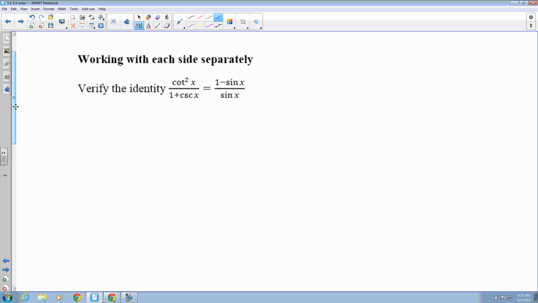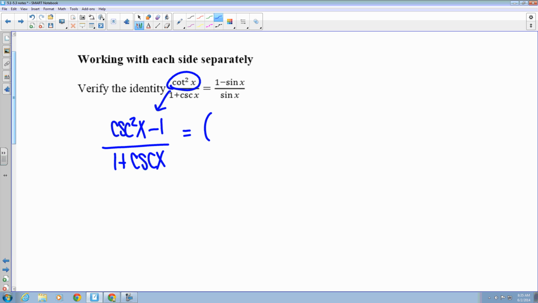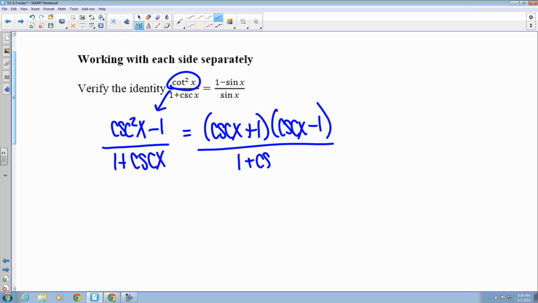Okay. So we want to figure out if there's anything that we can do. I'm going to start with the left side, and I see that the cotangent squared can be turned into cosecant squared minus 1. That's a Pythagorean identity. Then that can be factored, which works well because one of the factors is the same as our terms on the bottom. So cosecant x minus 1 is as far as we can go on the left side.